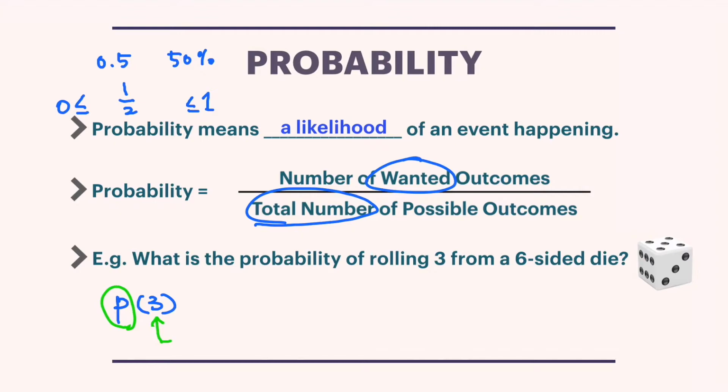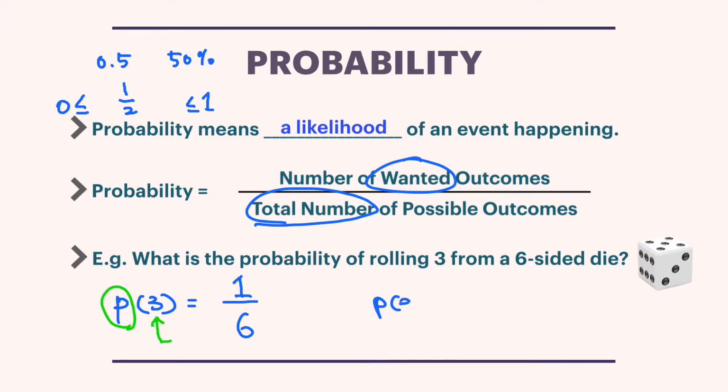How many possible outcomes do we have from rolling a die? Well, we could have a number from 1 to 6, right? We could get 1, we could get 2, we could get 3, and so on. So we have 6 total possible outcomes, but we want to roll 3. And how many 3s do we have on a die? Only 1. And that is why the probability of rolling 3 from a 6-sided die is 1 over 6.